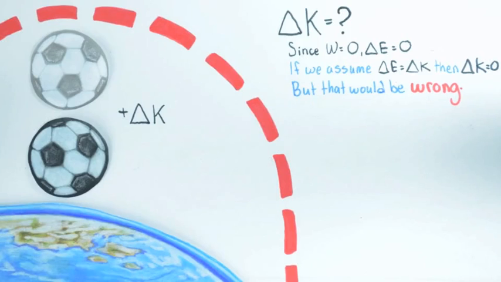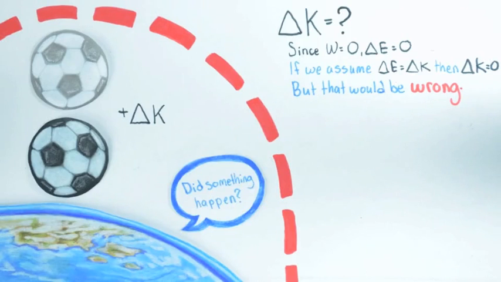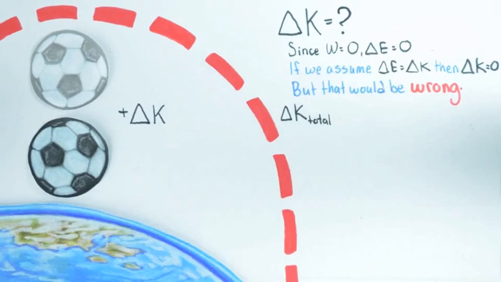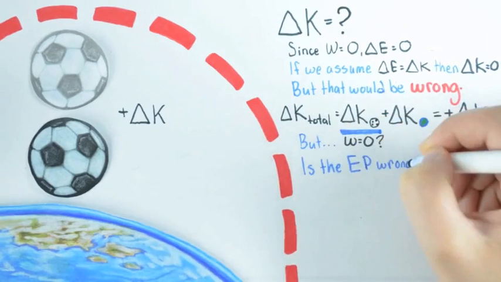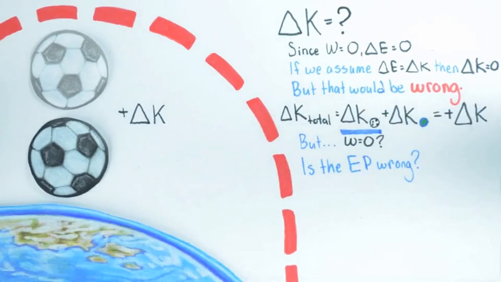As we'll discuss in a moment, the interaction of the ball with the Earth is too weak to change the kinetic energy of the Earth. So the total change in kinetic energy of the system of the ball plus the Earth should have the same total change in kinetic energy as the ball, which, as we know, is a positive change in kinetic energy. How can that happen if the work done is 0? Is the energy principle wrong here? Nope. Delta E equals W is completely correct.